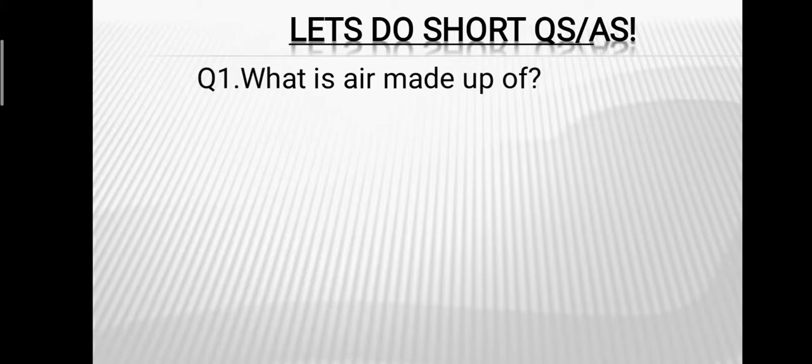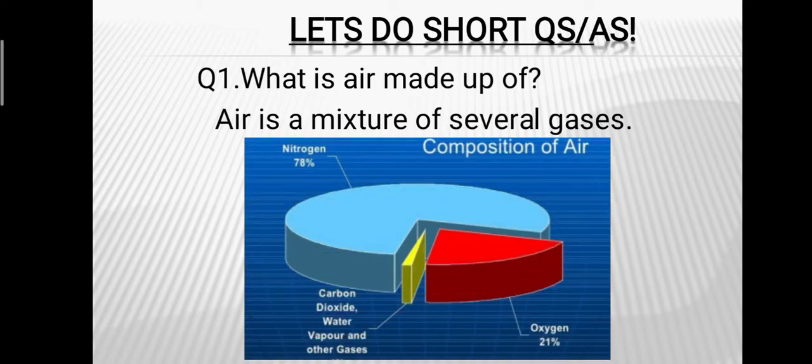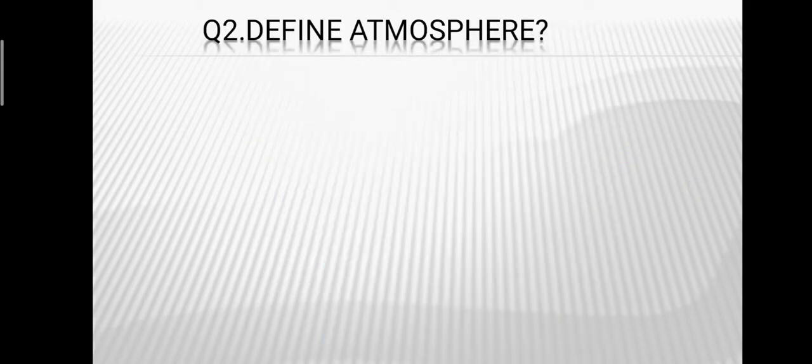So question number 1, what is air made up of? As we know, air is a mixture of several gases. We have discussed in the reading that air contains 78% of nitrogen and 21% of oxygen, and only 1% of the air contains water vapors and carbon dioxide. So air is a mixture of several gases.